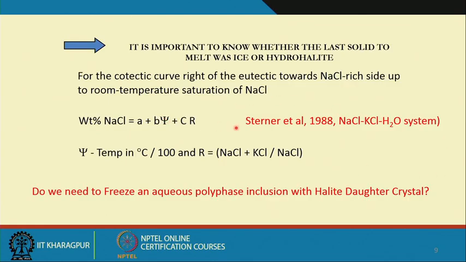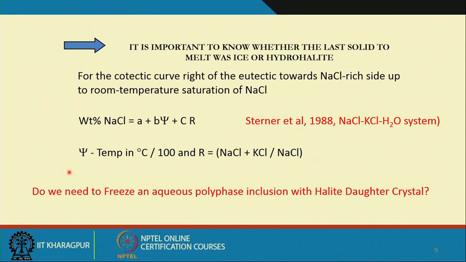In that case also one can calculate the weight percent NaCl equivalent by equations, a simple equation where R corresponds to the ratio, because it was worked out in a ternary system of NaCl, KCl and water, with known parameters A and B, where psi is the temperature in degrees centigrade divided by 100. One can calculate the weight percent if it is sodium chloride rich.